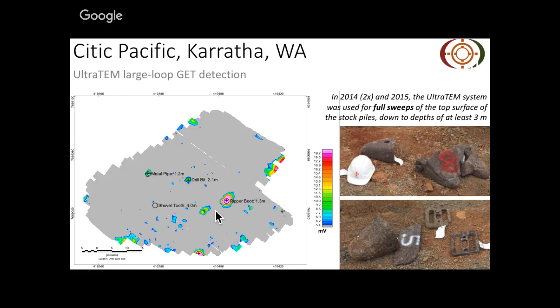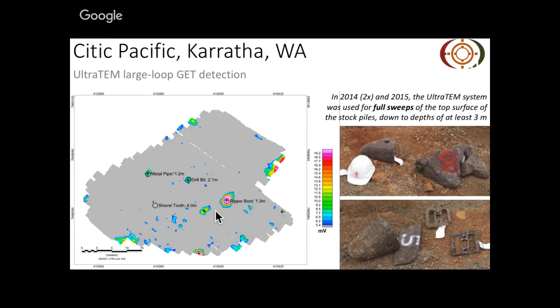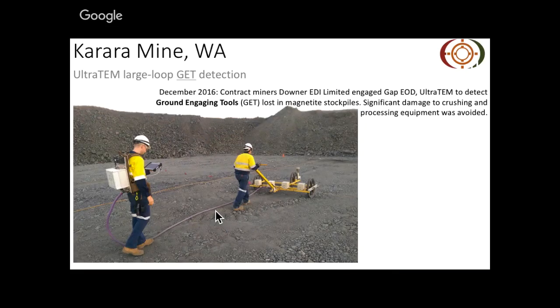Some of the items that were detected are on the right-hand side, and this is what the maps look like. Did you find that hard hat? Sorry? Did you find that hard hat? Not the hard hat. I think that was the scale. Just another example of using the ultra-temp system for GET detection.